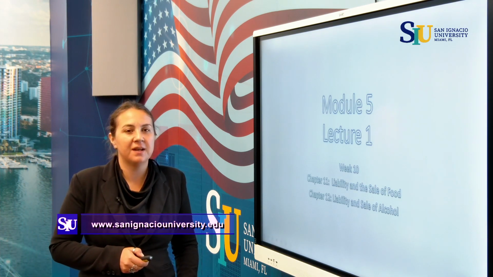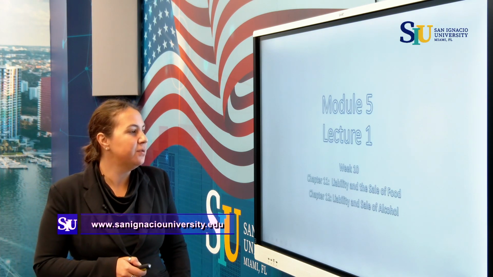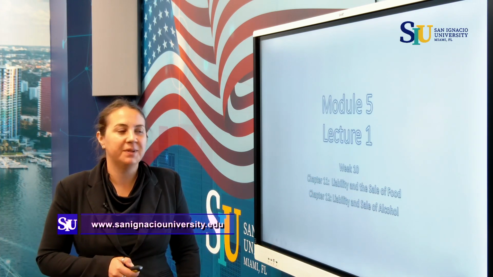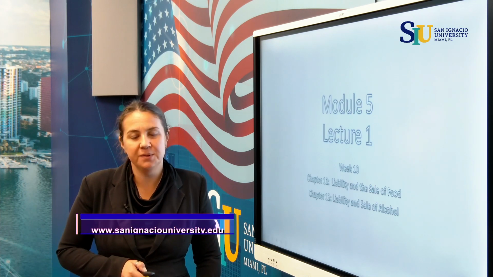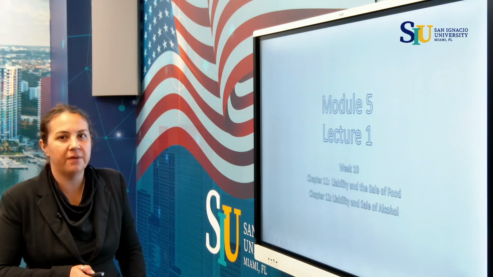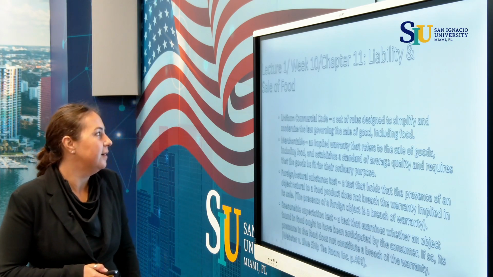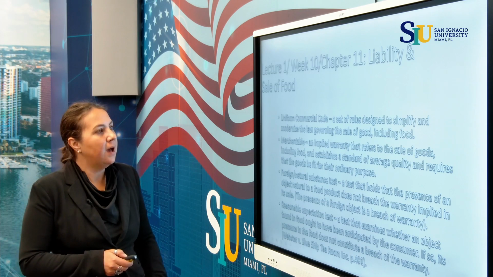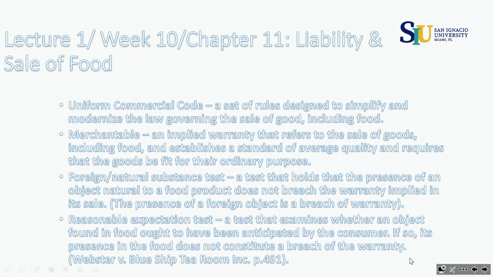During this first lecture of this module, we're going to be covering Week 10, and within this lecture we will be discussing liability and the sale of food and the liability in the sale of alcohol. So again, a couple of terms we need to take into consideration. We have a set of rules that is designed to simplify and modernize the law that is governing the sale of food and the sale of goods, including the food in our case. That is called Uniform Commercial Code.